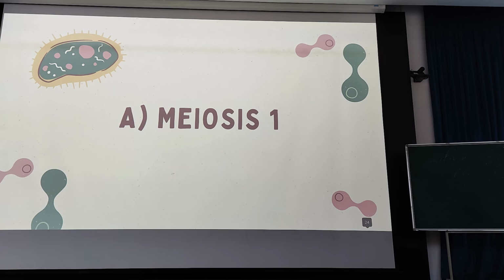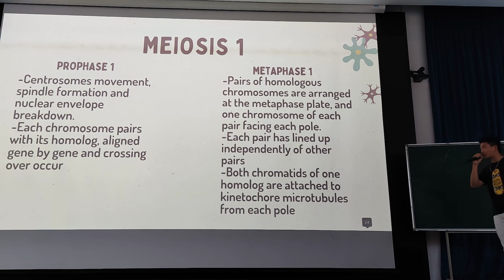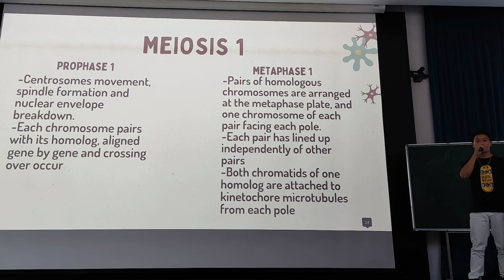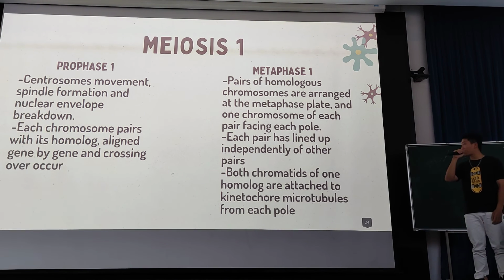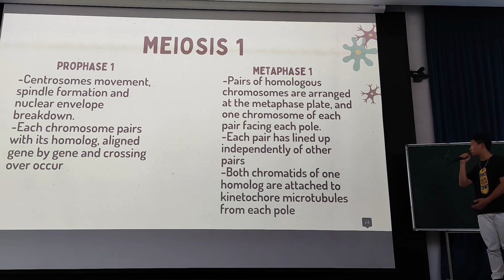First, I talk about meiosis 1. Prophase 1: the centrosome movement, spindle formation, and nuclear envelope breakdown. Each chromosome pairs with its homolog, aligned gene by gene, and crossing over occurs.